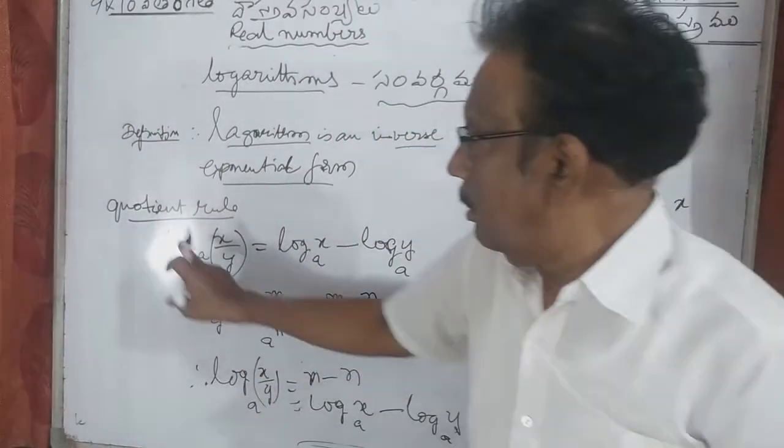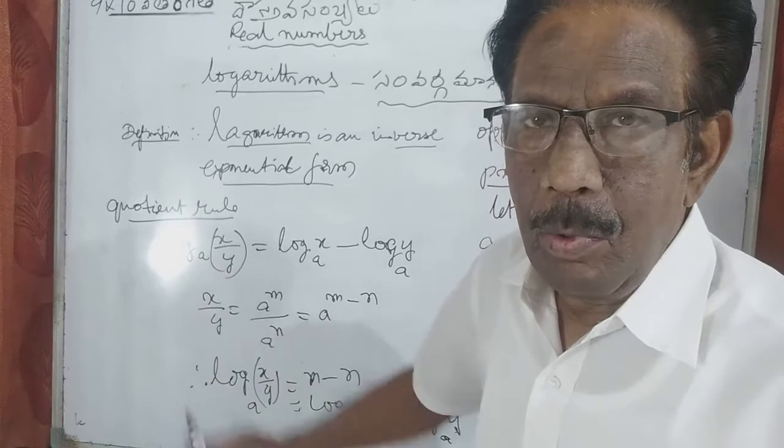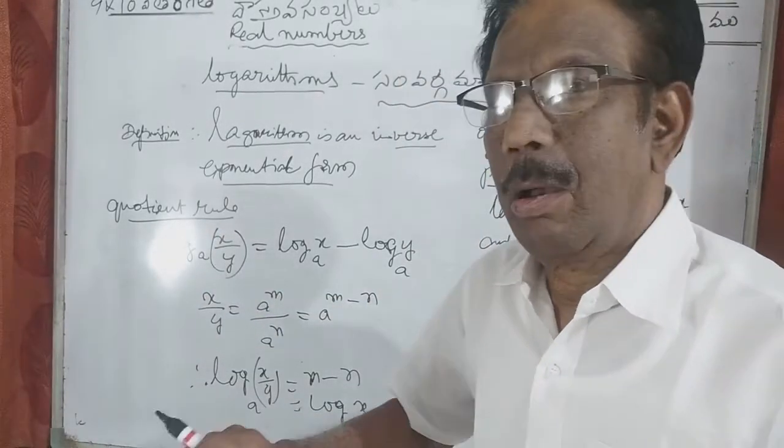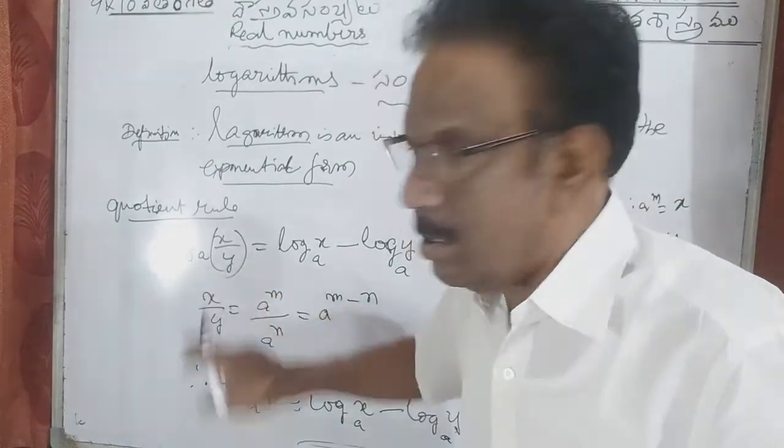Now next, in the last week we studied the product rule. Now it is the quotient rule. The product rule is log xy to base a. Now the quotient rule is log x by y to base a.